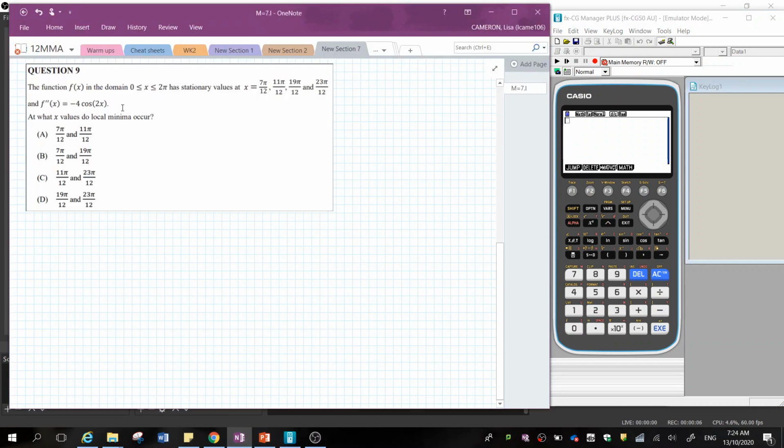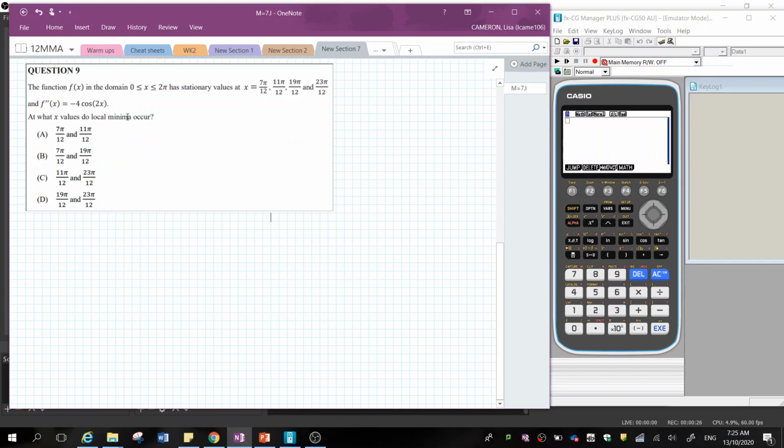Okay, so our next question, question 9, is asking us to figure out at what values the local minima occur. So this is our second derivative and this is our first. We don't actually know what the first derivative is. So you've got two options. You could integrate the function twice and then test these values and see where the minimums are.